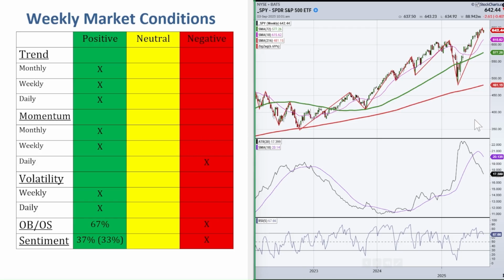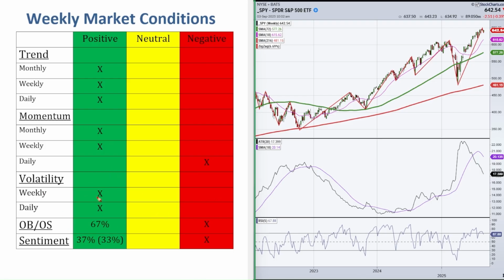Okay, let's run through the market conditions for the S&P. We're going to use the spider for the trend and the momentum here in a minute, but there are some key things taking place. First of all, the majority of the trends and the momentum are okay, but we have this short-term problem developing on the daily momentum. I'm going to show you what that is and why this is actually negative right now. All right, I'll get to those charts in a second.